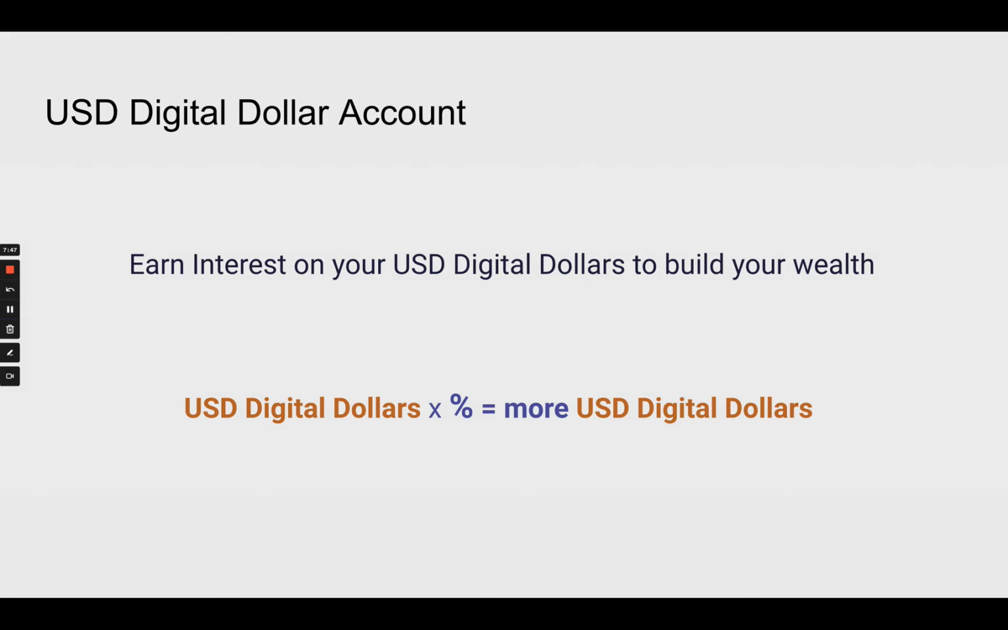Another great advantage of having a digital dollar account is that you earn interest on your digital dollars to build your wealth. This requires participation on our Earn Interest program, and you can find out more on the links below. So if you decide to keep funds on your digital dollar account, you can be earning interest on your digital dollars. This interest is typically higher than what you would otherwise earn on your typical traditional brick and mortar bank.